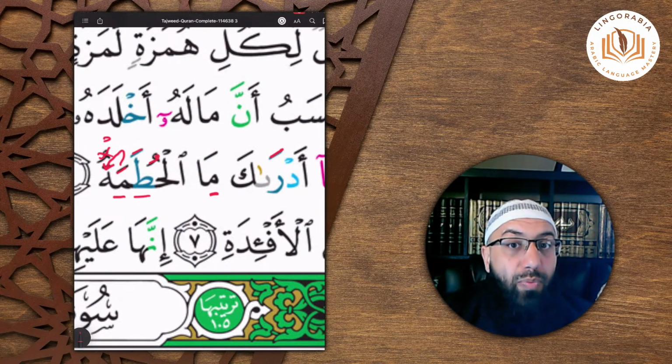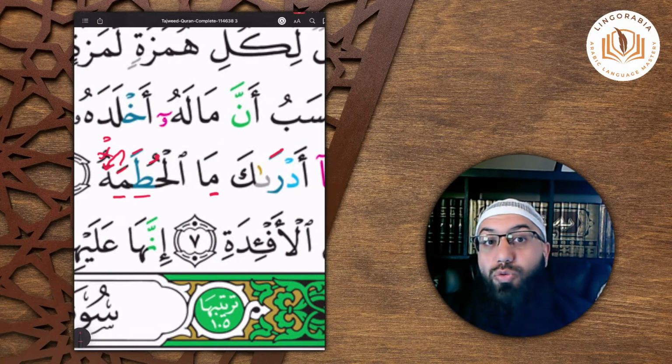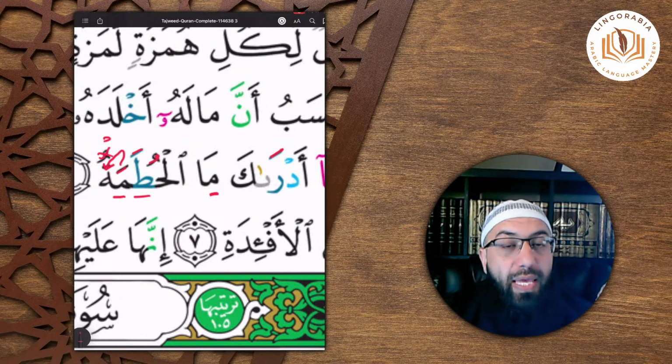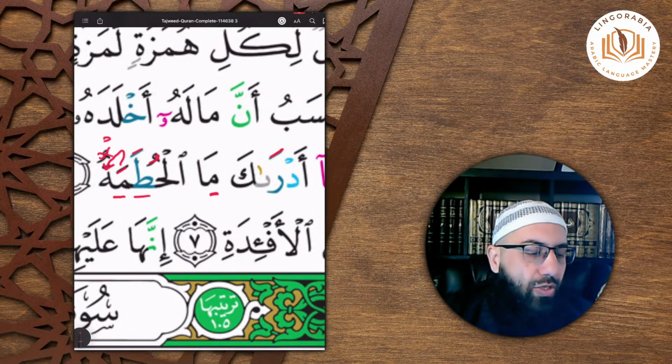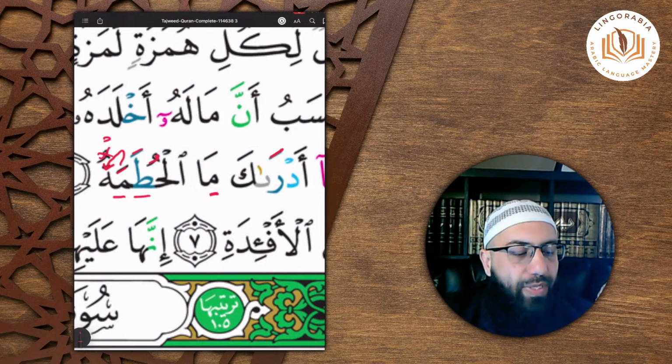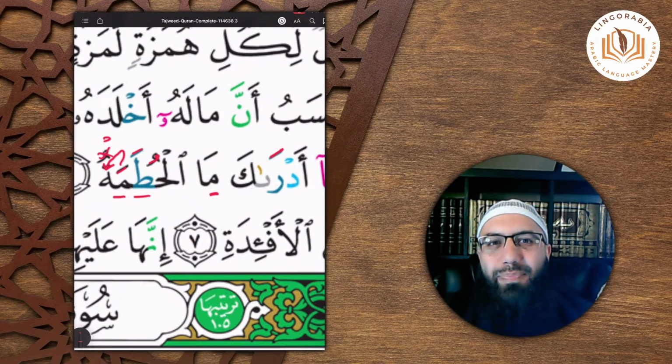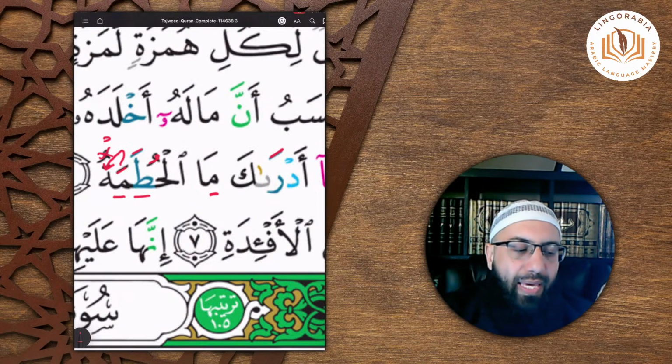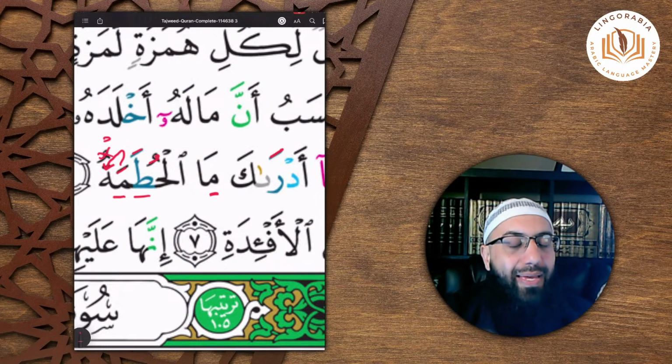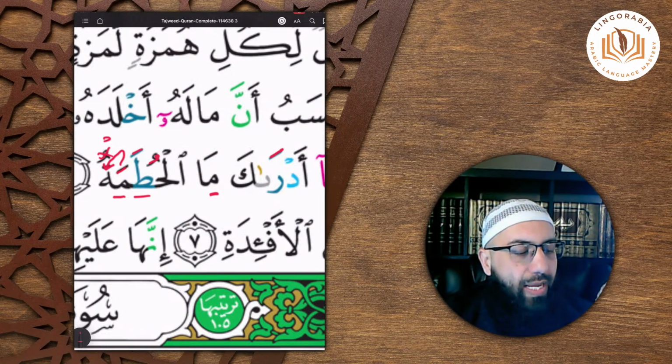The ta marbuta is a ta that is written in the shape of a ha, and you pronounce it as a ta in the middle and you drop it at the end. So now you have to drop the ta and pronounce it as a ha. You change it basically from being a ta to a ha. So you say mah, mal hutamah.